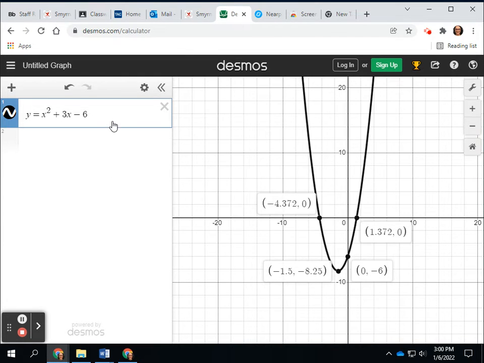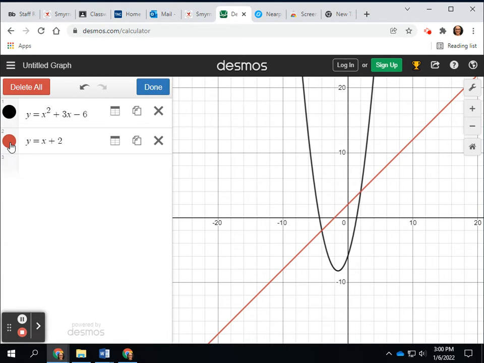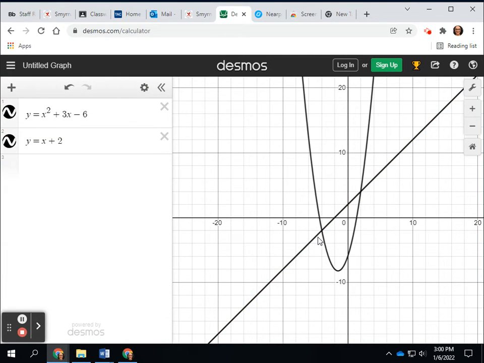Then what we're going to do is move to the second equation, in which case we need a y equals, and this one isn't just a number. Now it's saying q plus 2, so we're going to use x plus 2, and that's going to be our linear function. Now what we want to do again is go over to the gear, and I want to change this to the same color as my top one, just so that I can see where they're crossing. So I've got points of intersection happening where my line and my parabola, my quadratic and my linear, are touching.